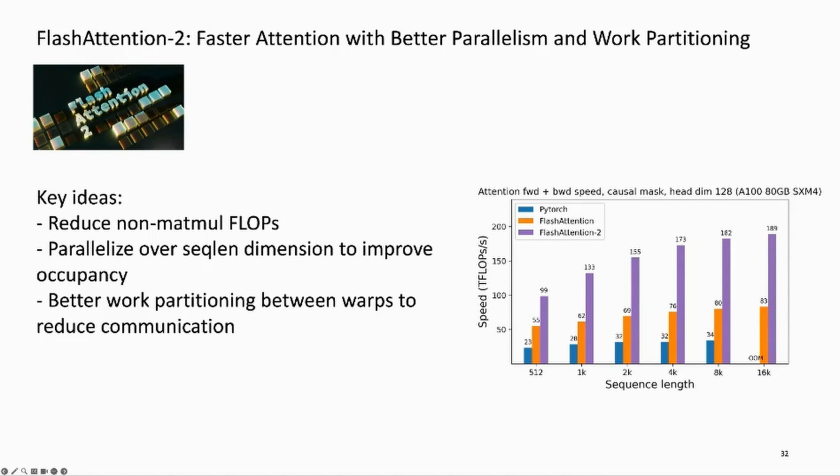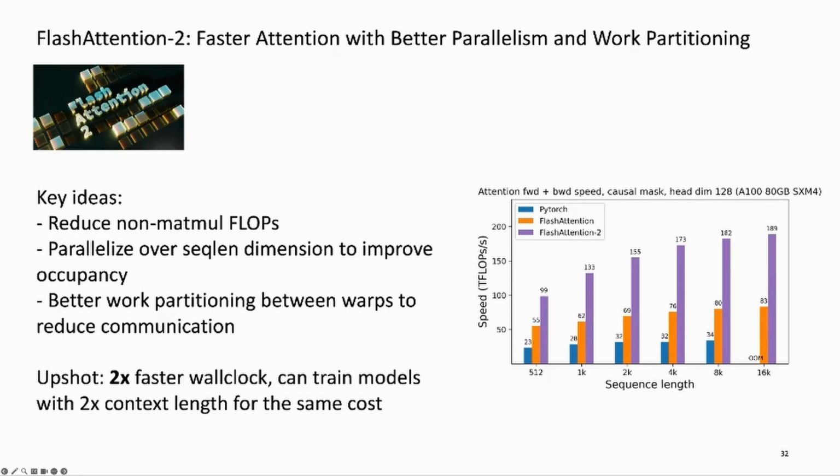Matrix multiply can get you 80 to 90% of the theoretical max. Flash attention right now could get to 60 to 70%. So there's still a little bit of headroom for A100. For H100, there's quite a lot of work we want to do next, and new hardware features that we want to take advantage of as well. So the upside here is we get 2x faster wall clock time. We can train models with 2x context length for the same cost.